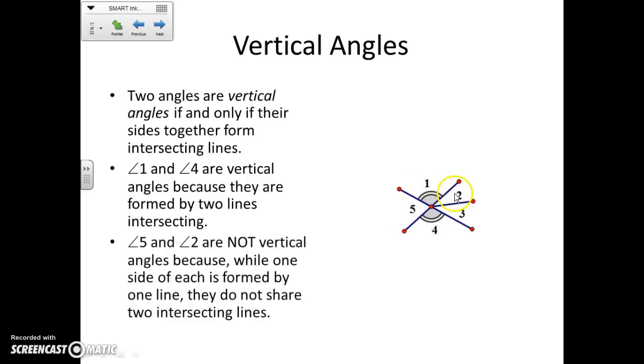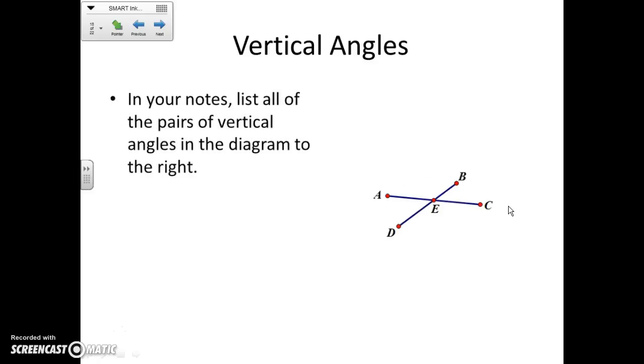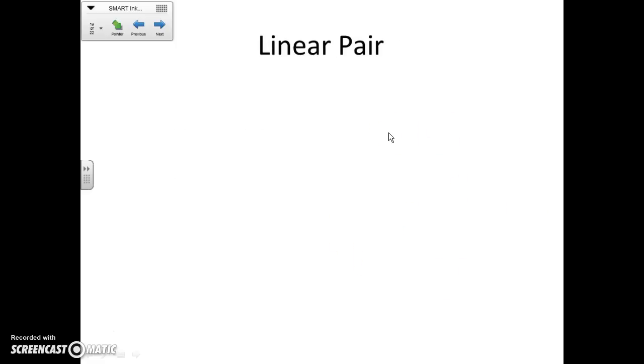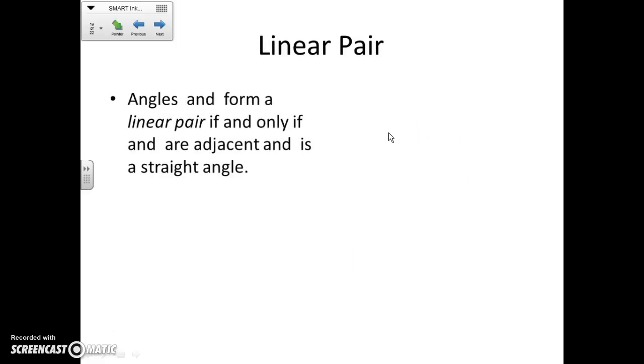Angle 5 and angle 2 are not vertical angles because while one side of each is formed by one line, so they share this line here, they do not share the second line. So angle 5 is formed here, angle 2 here. Those are two different lines. So we would say that they're not vertical. In your notes, I want you to go through and list all of the pairs of vertical angles in the diagram to the right.